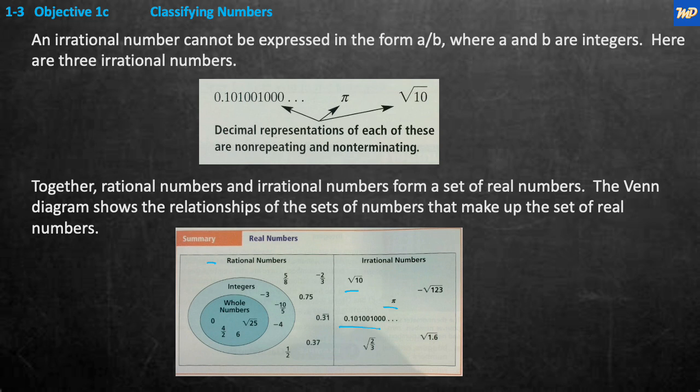0.1010001000, something, something. We also have the square root of 2/3 and the square root of 1.6. How about negative the square root of 123? Those are all irrational numbers. But this forms the set of what? All of these, all combined, form the set of real numbers. Those are our real numbers.